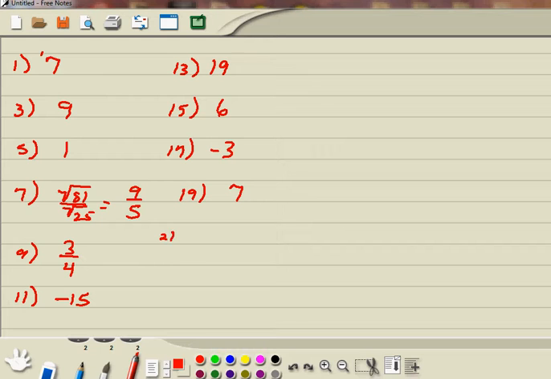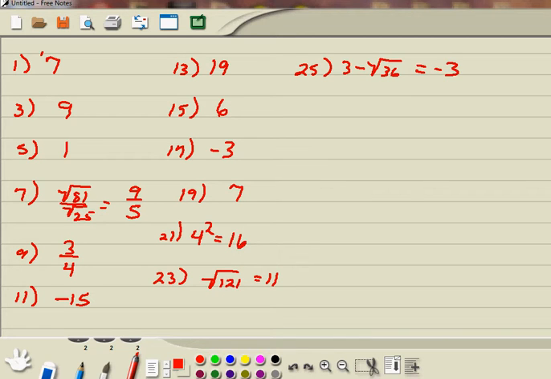21 comes out to be 4 squared, or 16. 23 is the square root of 121, which equals 11. 25, 3 minus the square root of 36. Okay, that comes out to be 6, so 3 minus 6 is a negative 3.